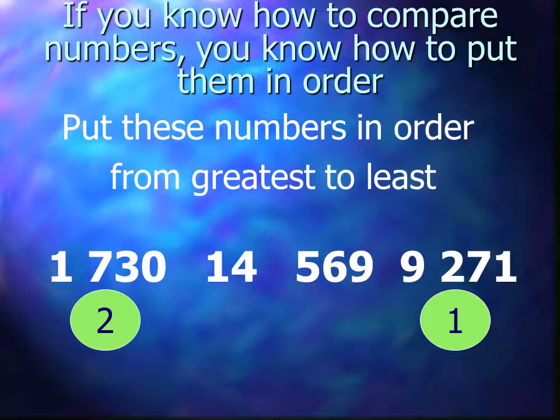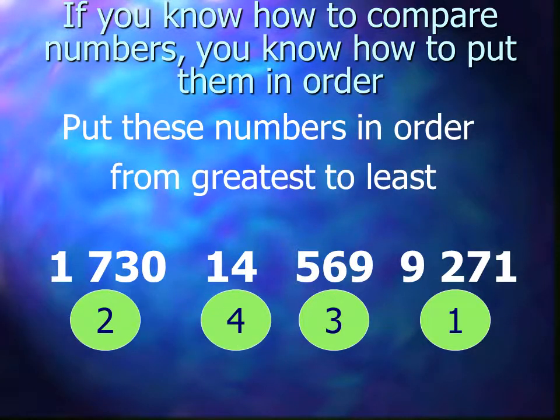Now we have two numbers left in order to put them in order. The next largest would be 569, and that leaves 14 as the smallest or the least number. So from greatest to least, we have number 1, which is 9,271, number 2, 1,730, number 3, 569, and number 4 as 14.